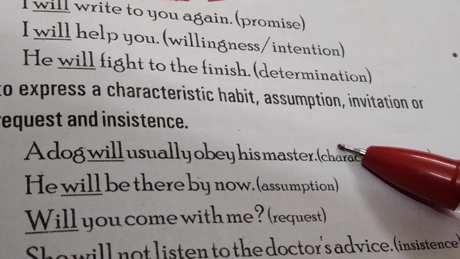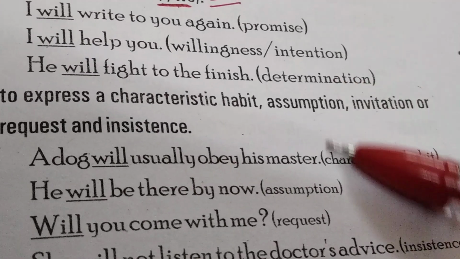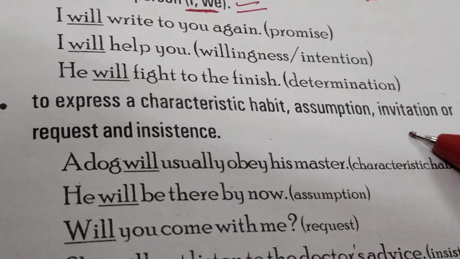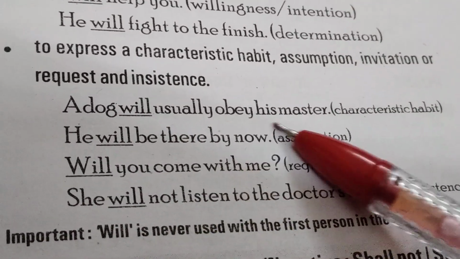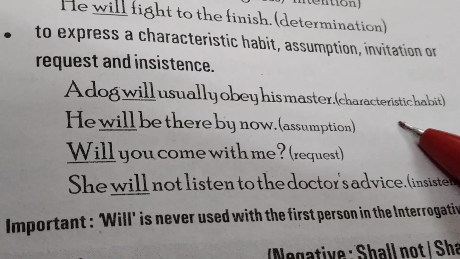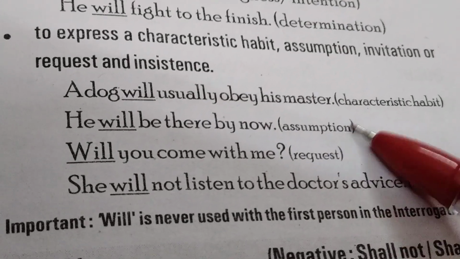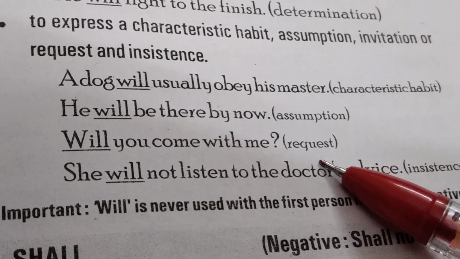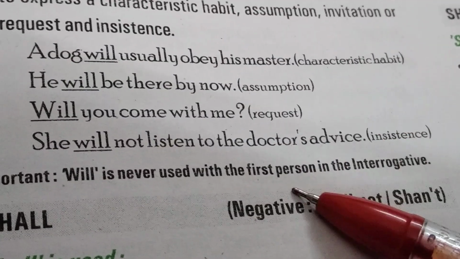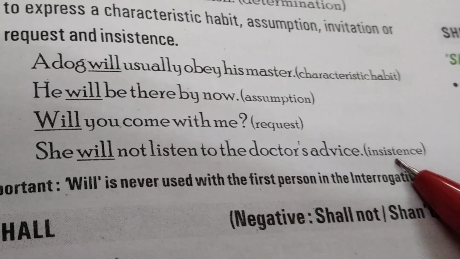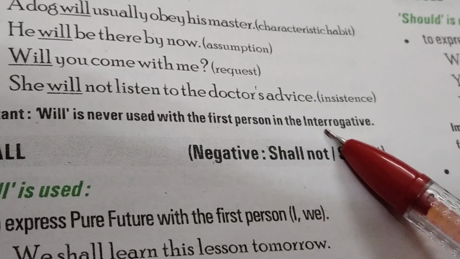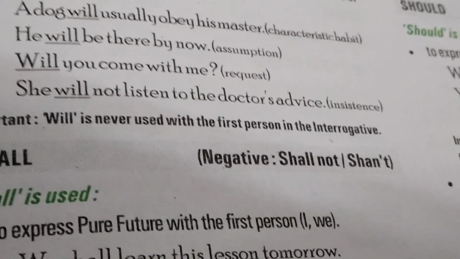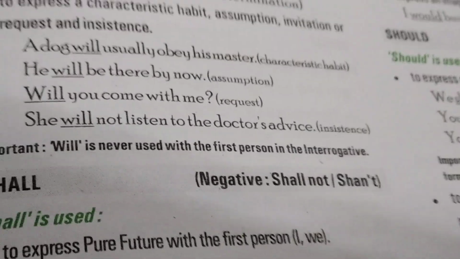Then, to express a characteristic habit, assumption, invitation, request, or insistence. Like, a dog will usually obey his master. This is a characteristic habit. He will be there by now. This is an assumption. Will you come with me? Request. She will not listen to the doctor's advice. This is insistence. The important point is, will is never used with the first person in the interrogative. When will is used with first person, I told you, it is for specific purposes, but in interrogatives it is never used.